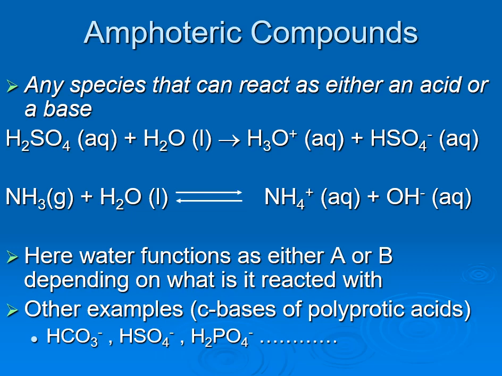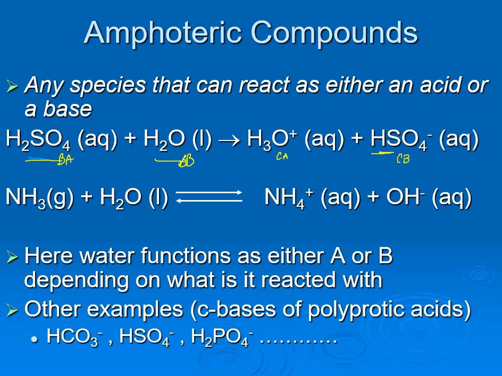So in the first example, we have sulfuric acid. Let me swap out the pen color. We have sulfuric acid combining with water. Sulfuric acid clearly loses the proton, so this is our acid. Water then accepts the proton. This is clearly our base, and that would be a Bronsted acid, and this would be a Bronsted base. If we want to extend this, by the way, we now have a conjugate acid, and we now have a conjugate base.